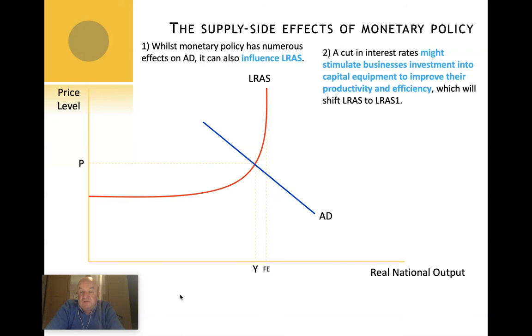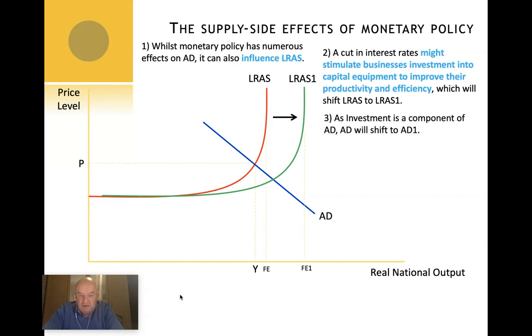That's going to stimulate business investment into capital equipment to improve efficiency and productivity, and that will cause a shift in LRAS to LRAS1, as can be seen here. Okay, so we'd have a rightward shift of our long-run aggregate supply curve, and that would essentially improve the overall capacity of the economy. Now you can see in this situation where we've got this investment, which is a component of AD, not only will that cause long-run aggregate supply to improve, but it's also going to mean that we've got an increase in aggregate demand too.